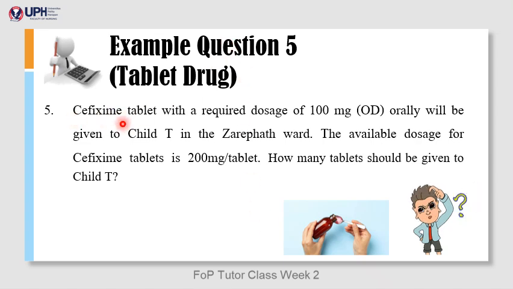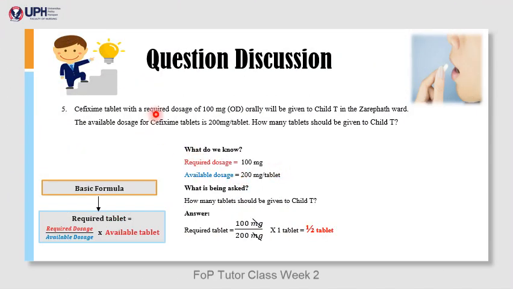This is a tablet. Cefixime tablet with a required dosage of 100 mg OD orally will be given to child T in therapeutic work. The available dosage for Cefixime is 200 mg a tablet. So how many tablets should be given to child T? Again, we break it down to required dosage, available dosage. Remember the basic formula: required tablet equals required dosage divided by available dosage multiplied by available tablet. The required dosage is 100 mg OD, and the available dosage is 200 mg a tablet.